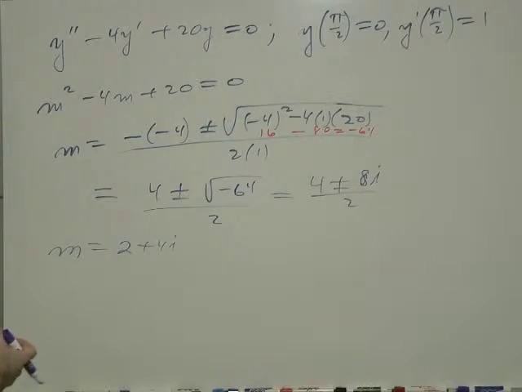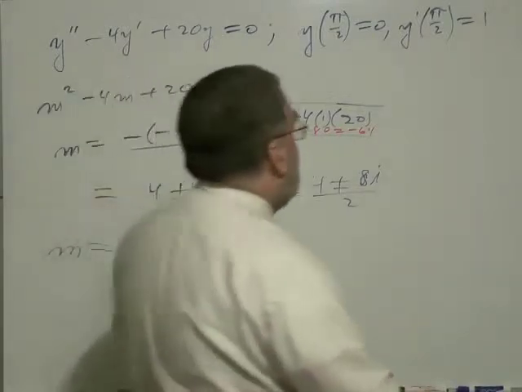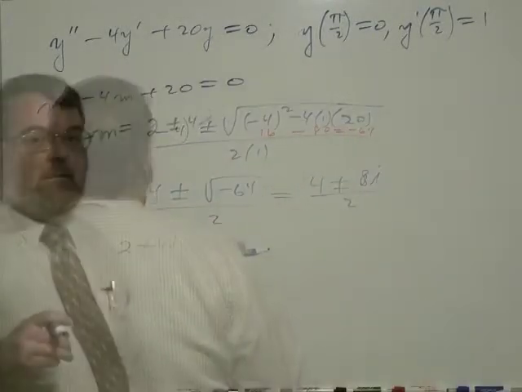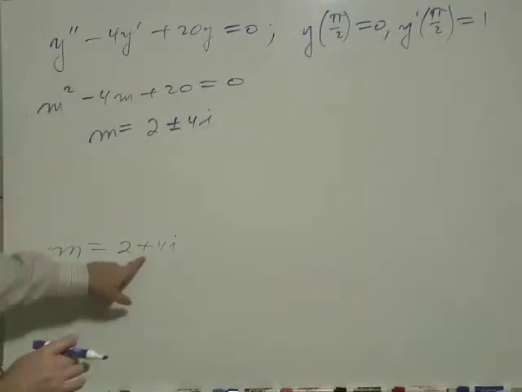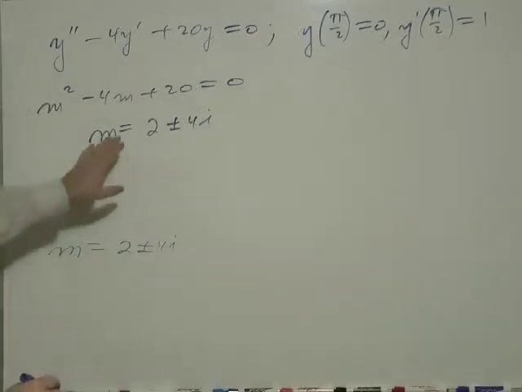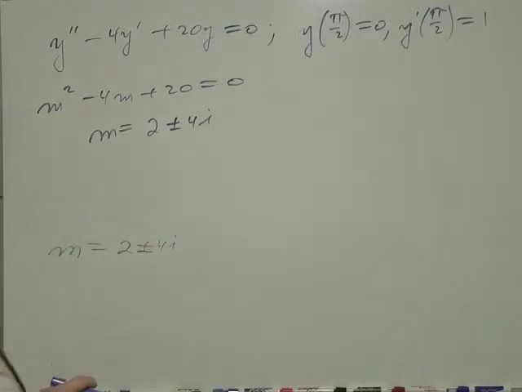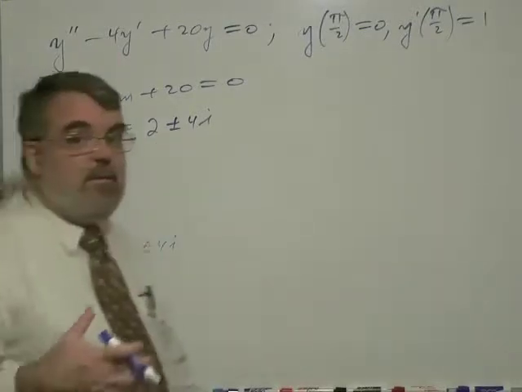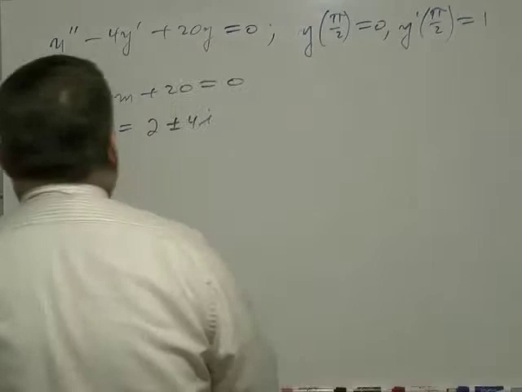Alright, let me erase this, make a little more room. I think I forgot the plus or minus here before I did all that erasing. So actually it's 2 plus or minus 4i. And we always get two roots with quadratic equations.